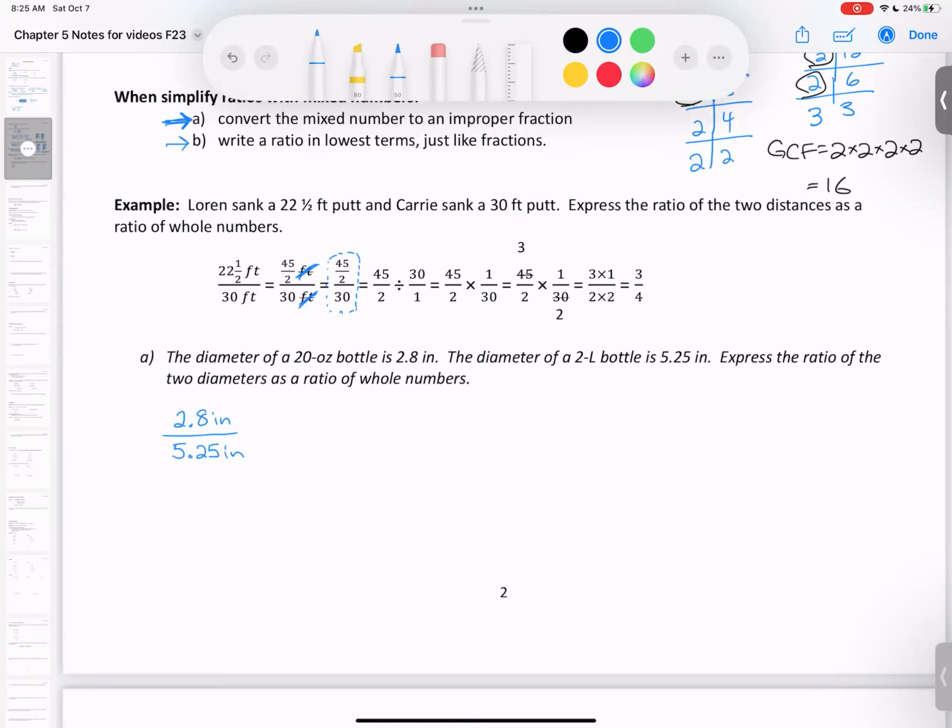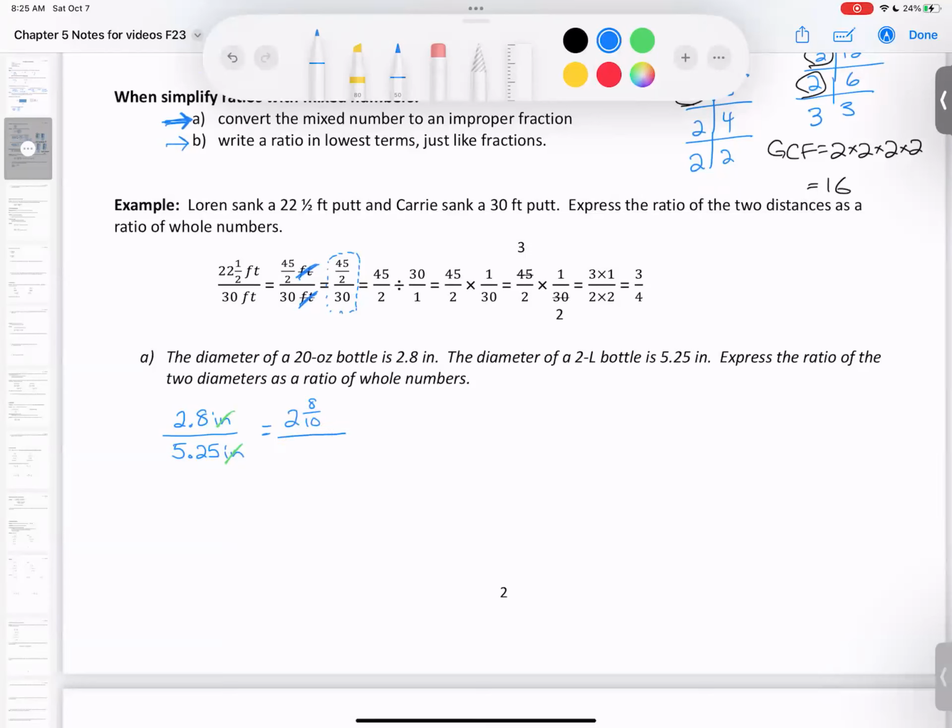Well, let's start right off the bat. We can cancel out those inches. And then how are we going to deal with our decimals? Well, think of how you would say these numbers in word form. So not just 2.8, which I tend to do, but the correct way to say 2.8 would be 2 8/10. And so we're going to rewrite this number then as 2 8/10, and that is over 5 25 hundredths.